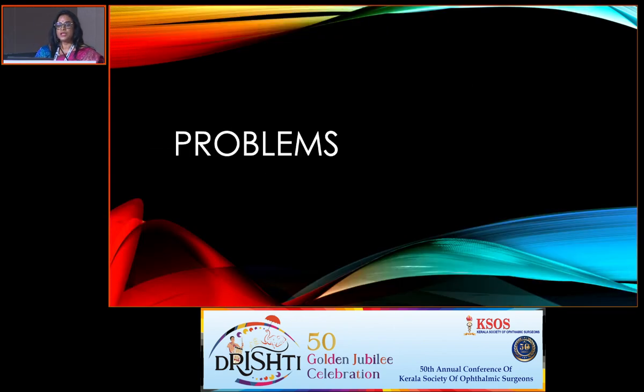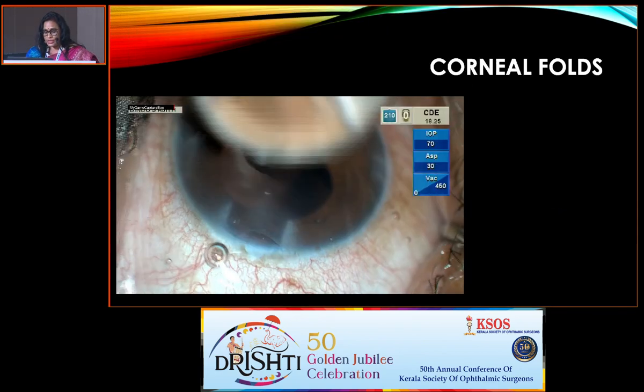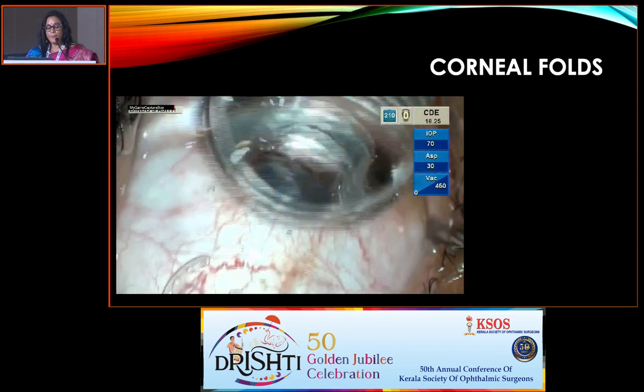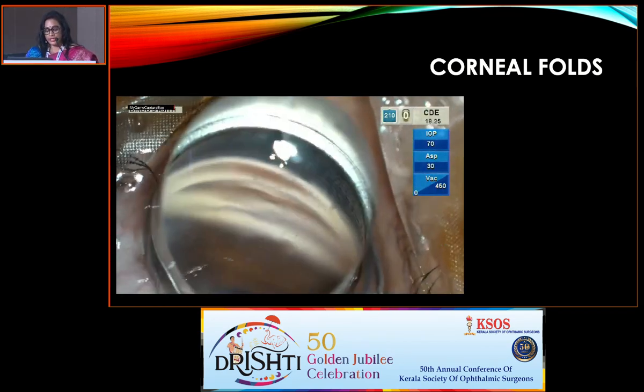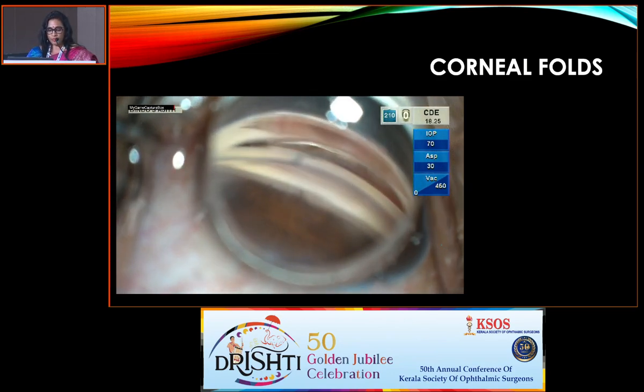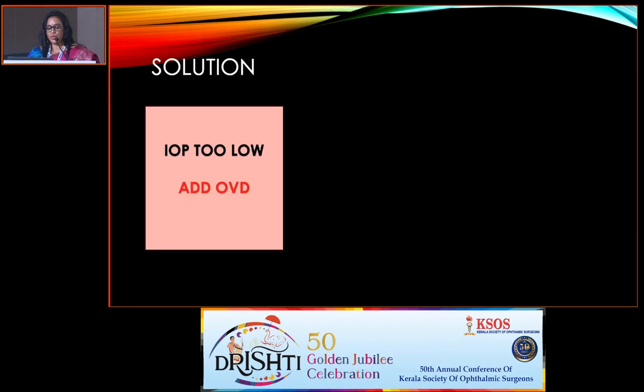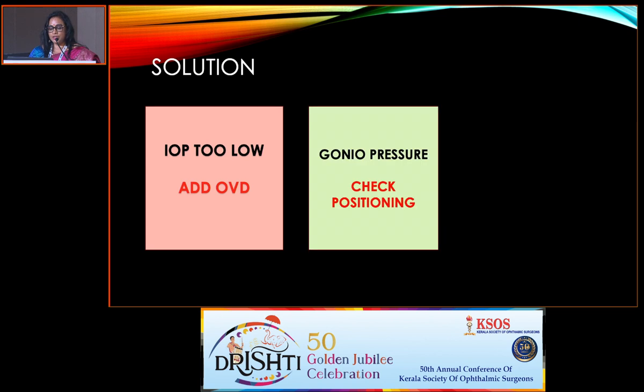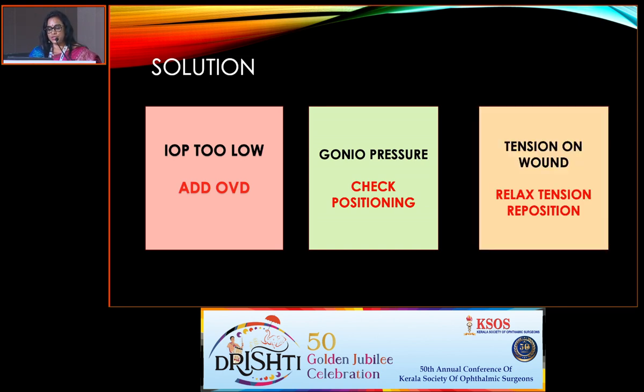So what are the problems we get to see when we are doing this? Similar to indirect gonioscopy, corneal folds can also obscure your view, when the IOP is too low or the visco has flowed out by pressure on the section. And how do you overcome it? Again, just by the movement of the eye, the position of the lens might have moved. Check and reposition it.